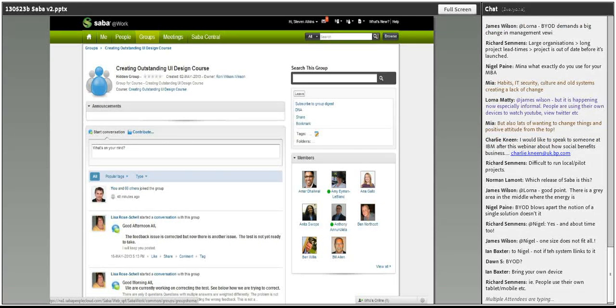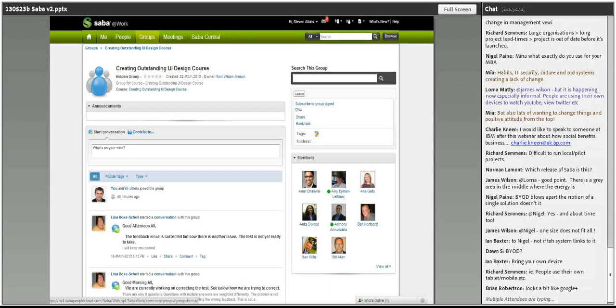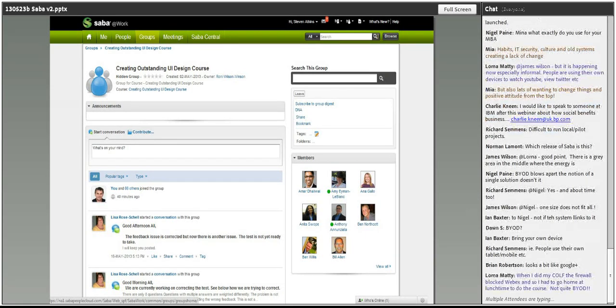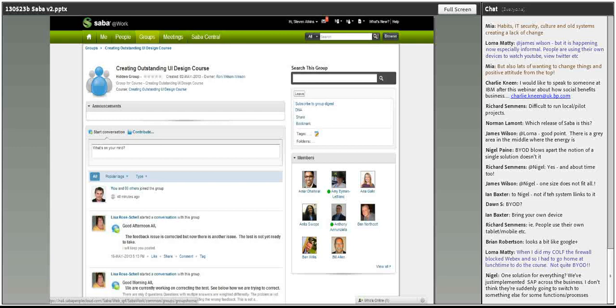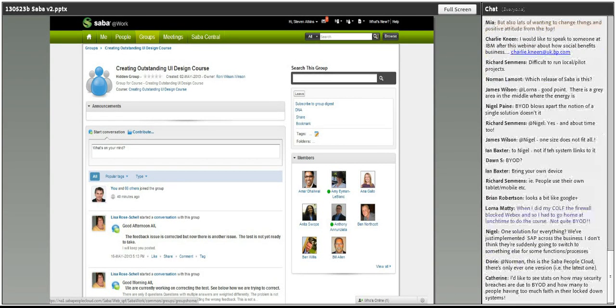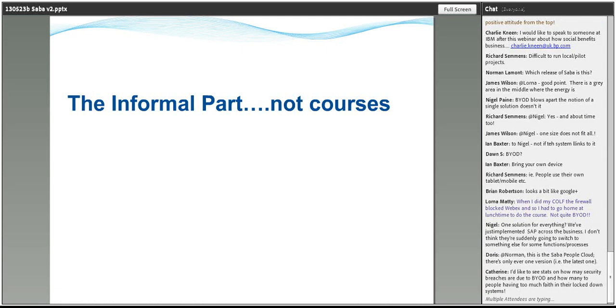I can ask the community, what do we think about this? Why isn't something working in this instance? And we can see there's a remark from Lisa saying that the feedback issue is corrected, etc., but there's an issue with the content. So now I understood why there was a problem with me not passing the course correctly. In the members, you'll also see there's a little bit about online presence. So a green dot signifies that that person's actually online, because we actually have chats and other ways of communicating within the system, and we'll come on to that a bit later.